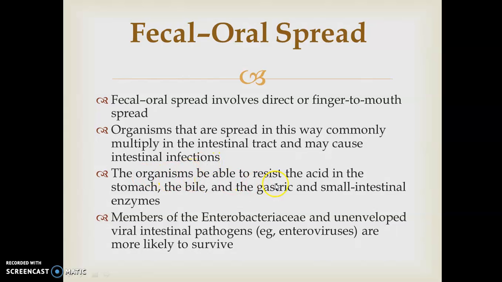The organisms must be able to resist the acid in the stomach, the bile, and the gastric and small intestinal enzymes, because the stomach contains a highly acidic environment. There are also some enzymes present which degrade the microorganisms. So these microorganisms should resist such environments. For example, members of the Enterobacteriaceae, such as Salmonella and Shigella, are able to cause intestinal infections, and unenveloped viral intestinal pathogens, enteroviruses, are more likely to survive. One example of this kind of virus is hepatitis A.